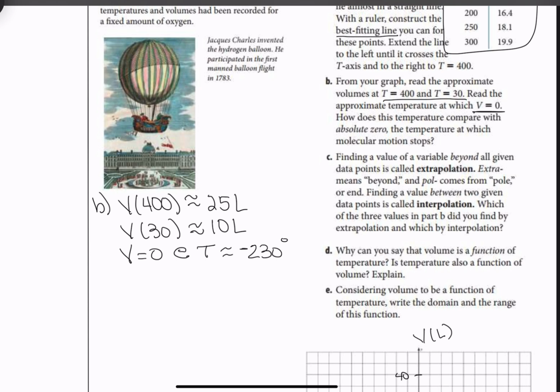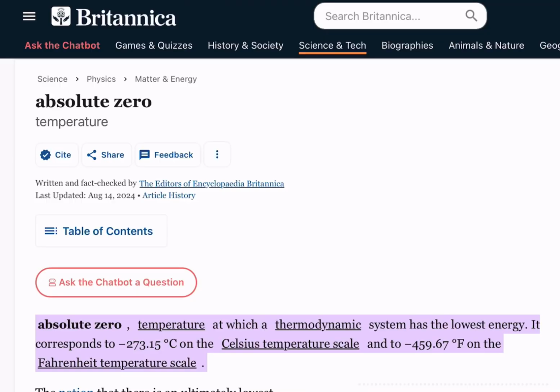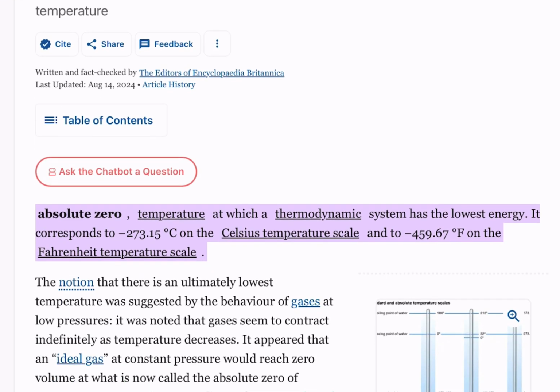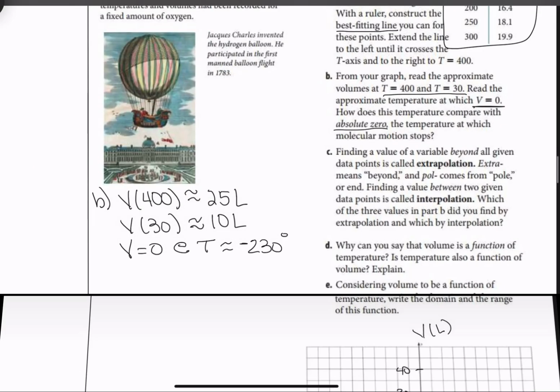How does this temperature compare with absolute 0, the temperature at which molecular motion stops? I'm curious. I don't know much about absolute 0, so guess what we can do? We can Google it. So looking online, I just Googled absolute 0. The first one was Britannica that came up, and absolute 0 is a temperature at which a thermodynamic system has the lowest energy. It corresponds to negative 273.15 degrees Celsius. Interesting. And that's negative 459.67 degrees Fahrenheit. Okay, so that's really cold.